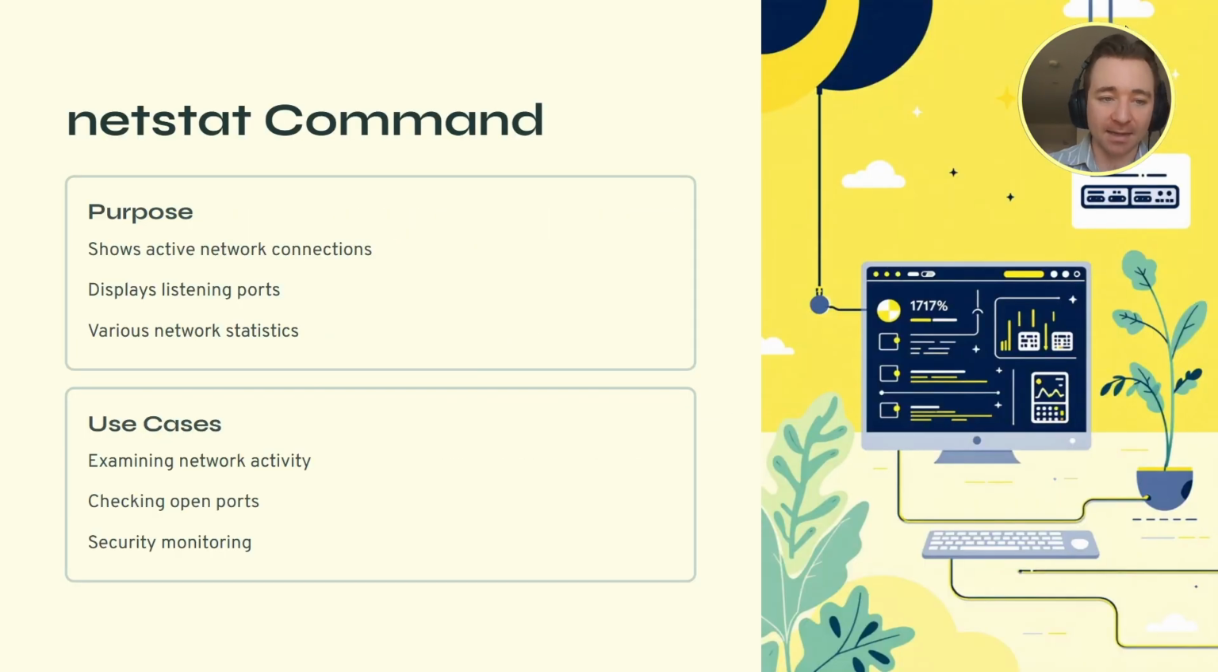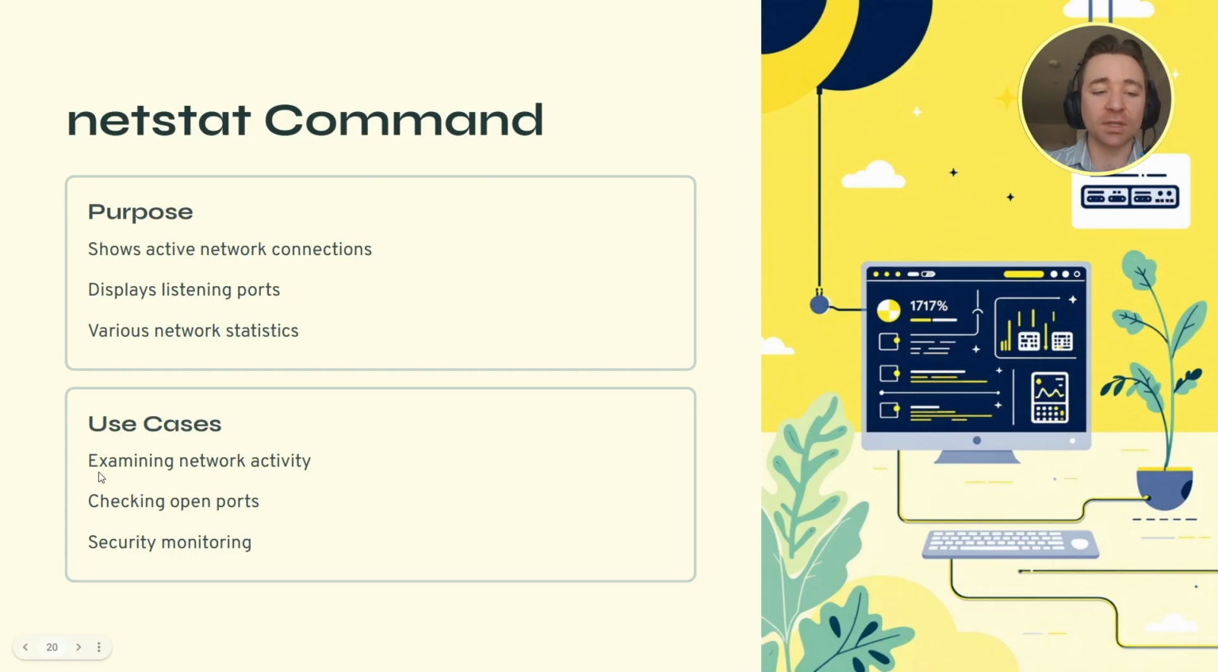The netstat command is also a network-related one that you need to know about. So what does it do? It shows your active network connections. It displays your listening ports. That's going to be an important thing to know if you're going into cybersecurity, because if you have certain ports open, you'll be an easy target. So you need to know what ports you do or don't have open. It also shows other network statistics as well.